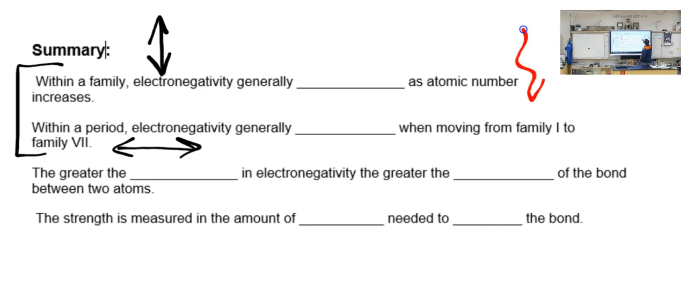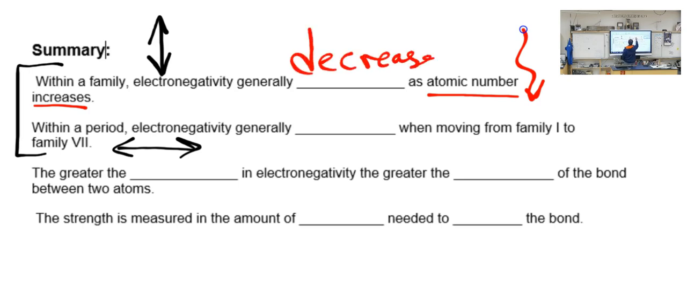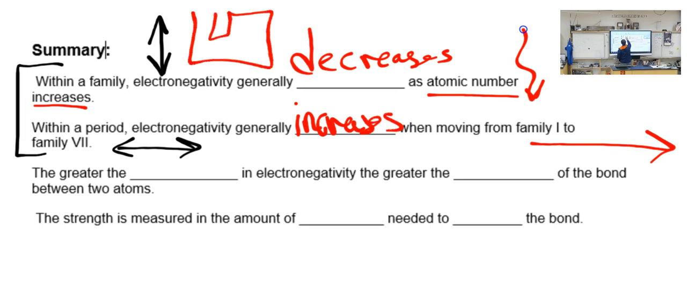All right, so within a family, electronegativity generally does what as atomic number increases? As we go down, that's what atomic number increases means, the electronegativity generally decreases. Within a period, generally we do what? We're moving from family 1, so as we go to the right, it generally increases. So based on that, the higher and righter we are, the more electronegative.